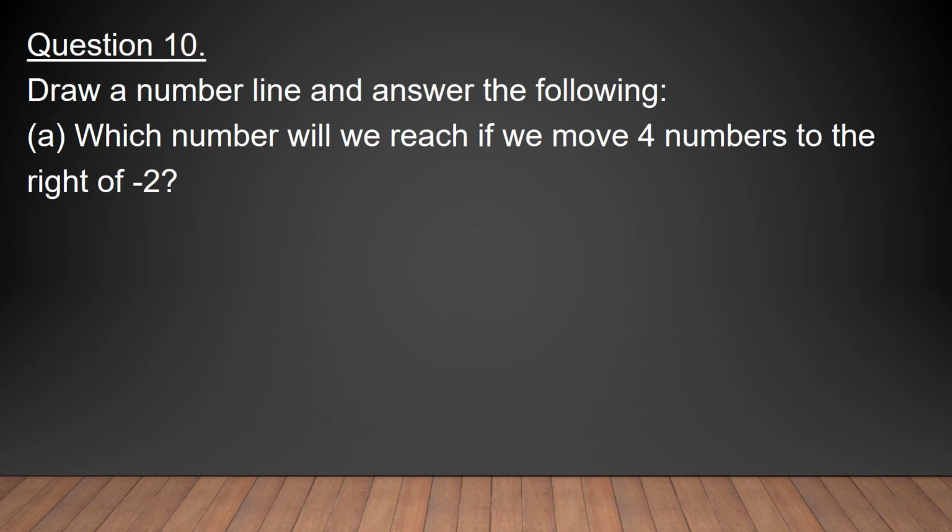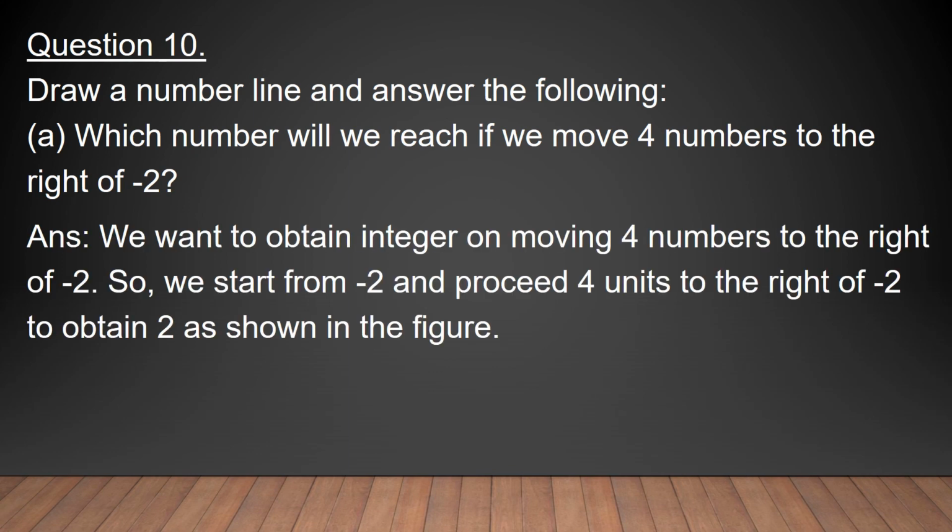Question number 10. Draw a number line and answer the following. Which number will we reach if we move 4 numbers to the right of minus 2? Answer is, we want to obtain integer on moving 4 numbers to the right of minus 2. So, we start from minus 2 and proceed 4 units to the right of minus 2 to obtain 2 as shown in the figure.